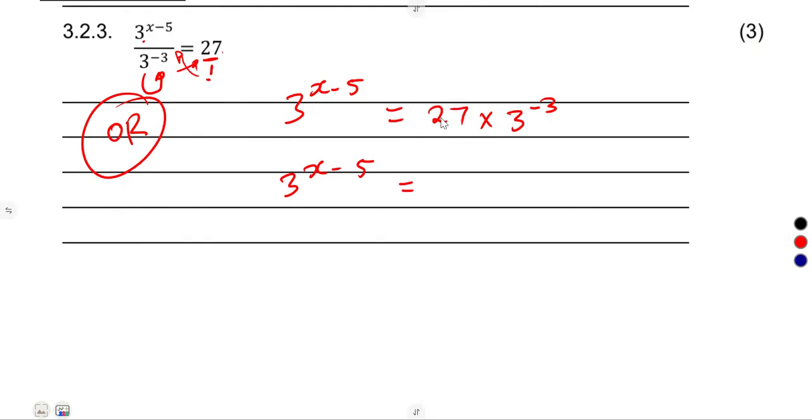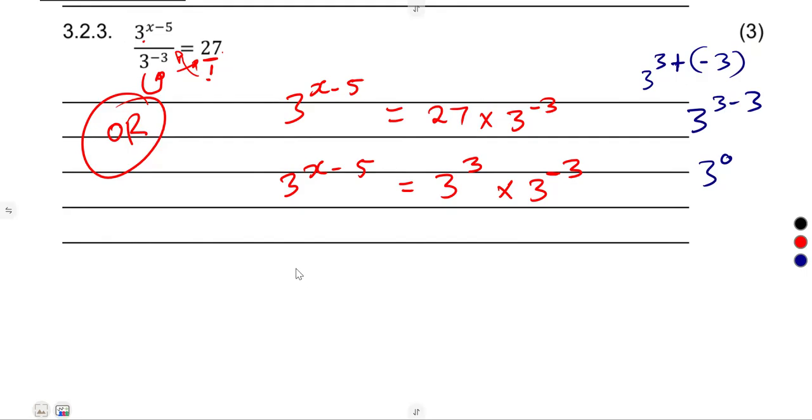We rewrite the 27 in the base of 3. We do understand this is 3 to the exponent of 3 times 3 to the exponent of minus 3, where the bases are the same. Under a multiplication, we add the exponents. So we're going to add minus 3, which is what? A plus and minus, that's a minus. So 3 to the exponent of 3 minus 3, that's 3 to the exponent of 0.